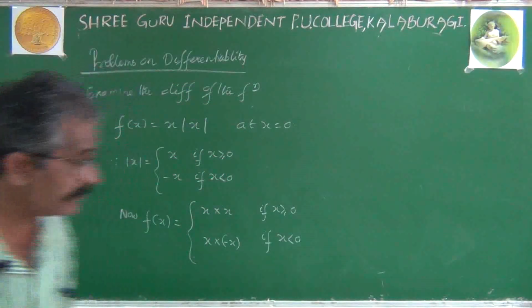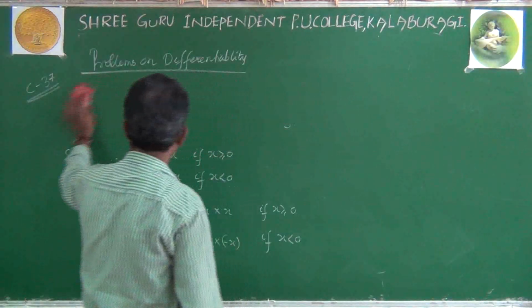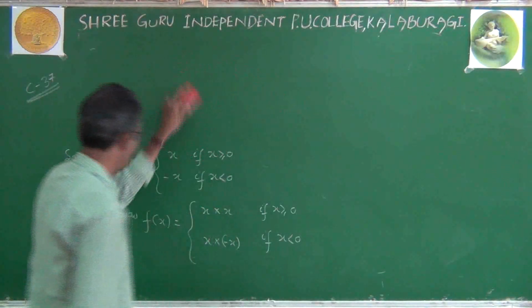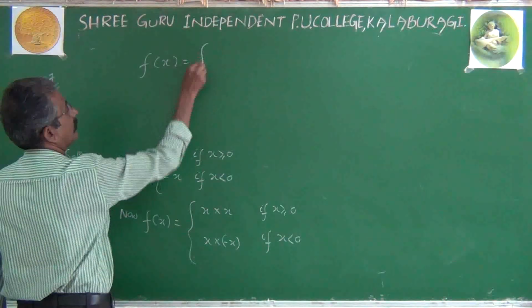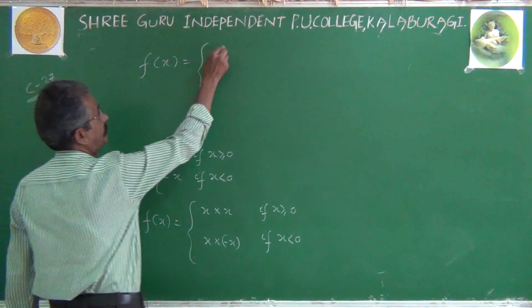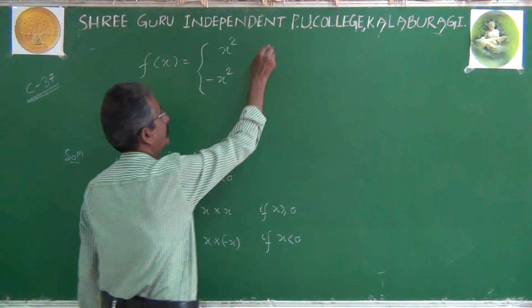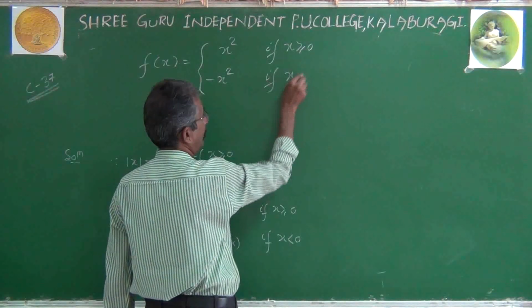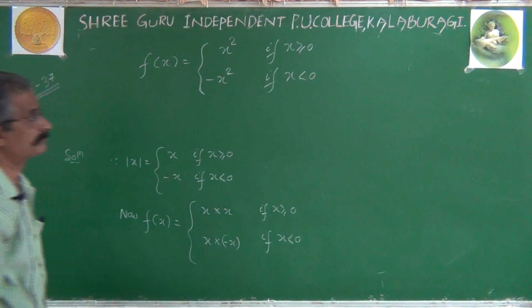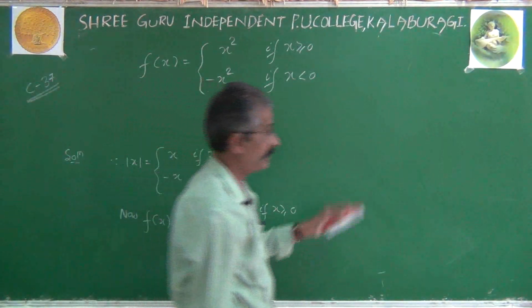Or this function can be rewritten, rearranged as follows. Therefore, now f of x will be defined by x into x becomes x square, and the latter one becomes minus x square. The first one if x is greater than or equal to 0, the second one if x is less than 0. The question is to discuss this function's differentiability at the point x equal to 0.